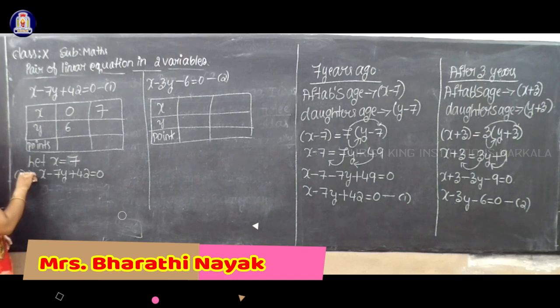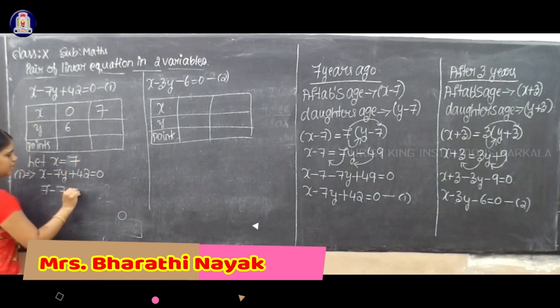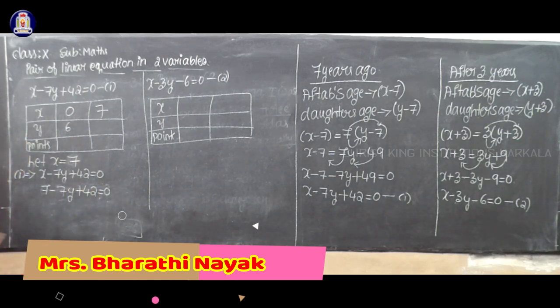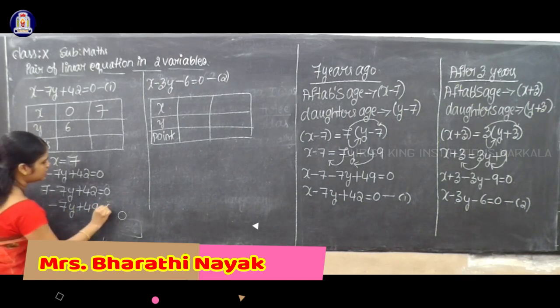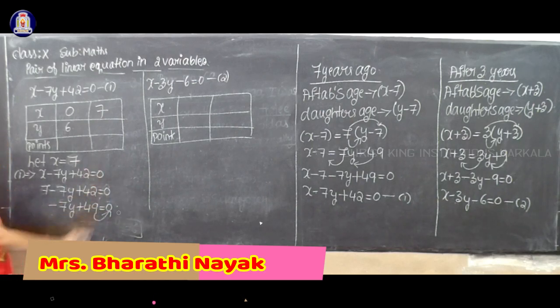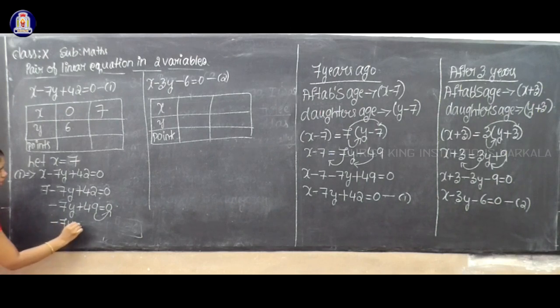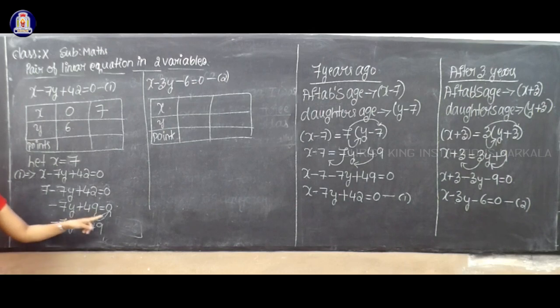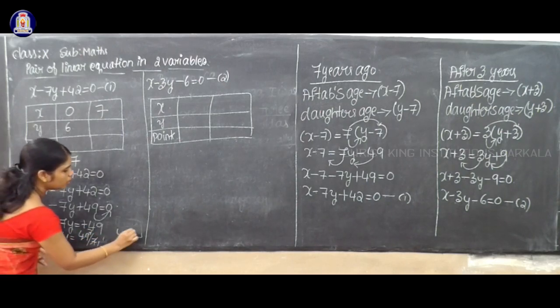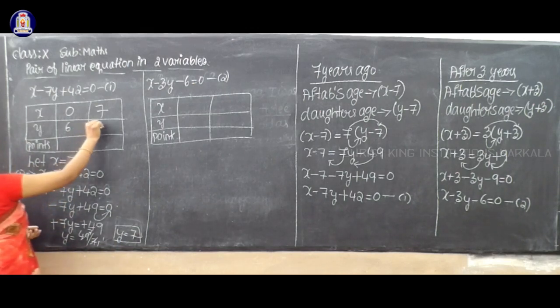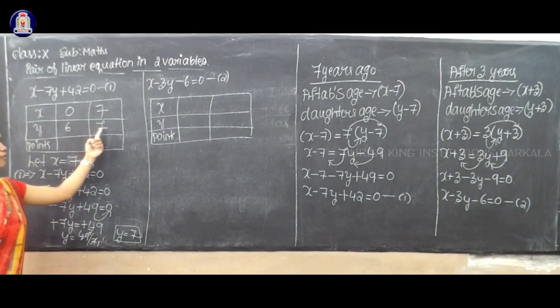Now equation 1 implies equation 1. In the place of x, substitute 7. So 7 minus 7y plus 42 equal to 0. So 7 plus 42 equal to how much? 49. So therefore minus 7y plus 49 equal to 0. So shift this 49 to the right hand side. So therefore minus 7y equal to minus 49. So both sides minus and minus, so what it will become? Plus. So therefore y equal to 49 by 7. 7 ones are 7, 7 sevens are 49. So therefore what about the value of y? Y is equal to 7. So if x is equal to 7, then y is equal to 7.